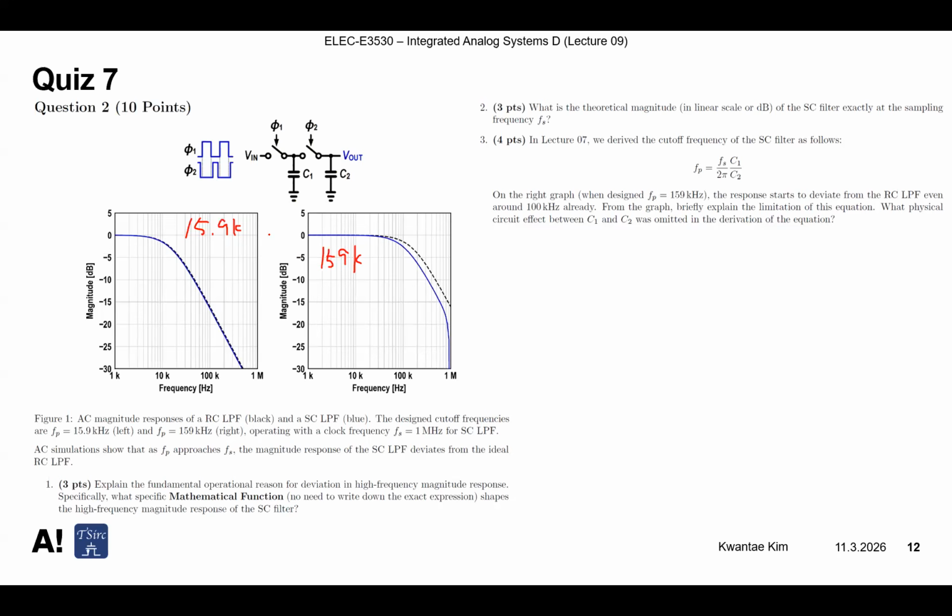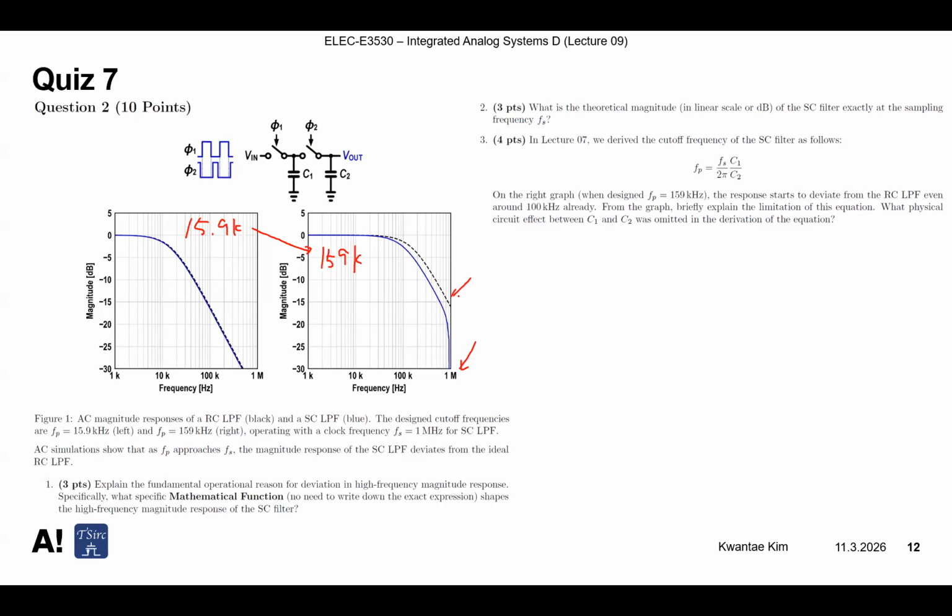As we approach from this cutoff frequency to this cutoff frequency, and this is the sampling frequency, 1 megahertz, then it starts to deviate from the ideal RC low pass filter. Let's explain the fundamental operational region for deviation in high frequency magnitude response. Specifically, what mathematical function shapes the high frequency magnitude response of the switched capacitor filter?